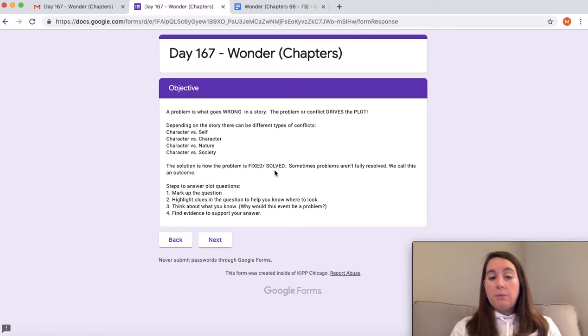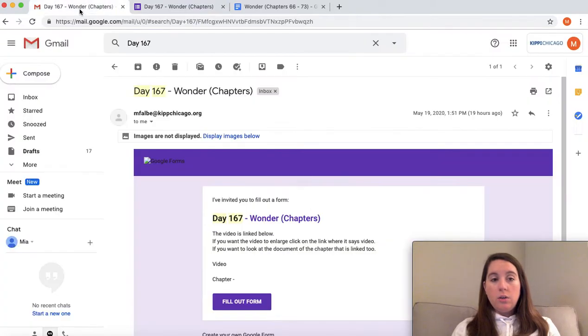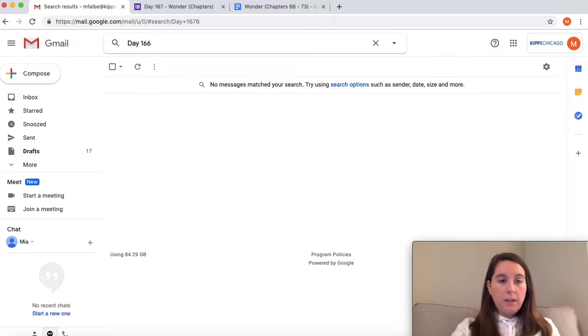Solution is how the problem is fixed, but sometimes there's not a solution. Sometimes they don't fix a problem, and when that happens, we just call it an outcome. So today we're going to go through the steps to answering plot questions. First, we mark up the question, so we'll kind of mark it up in our heads or highlighting it. Then we'll highlight the clues in the text so we know where to look. We'll think about what we know, and then we'll find evidence to support our answer. Really quickly, I'm going to pull something up.